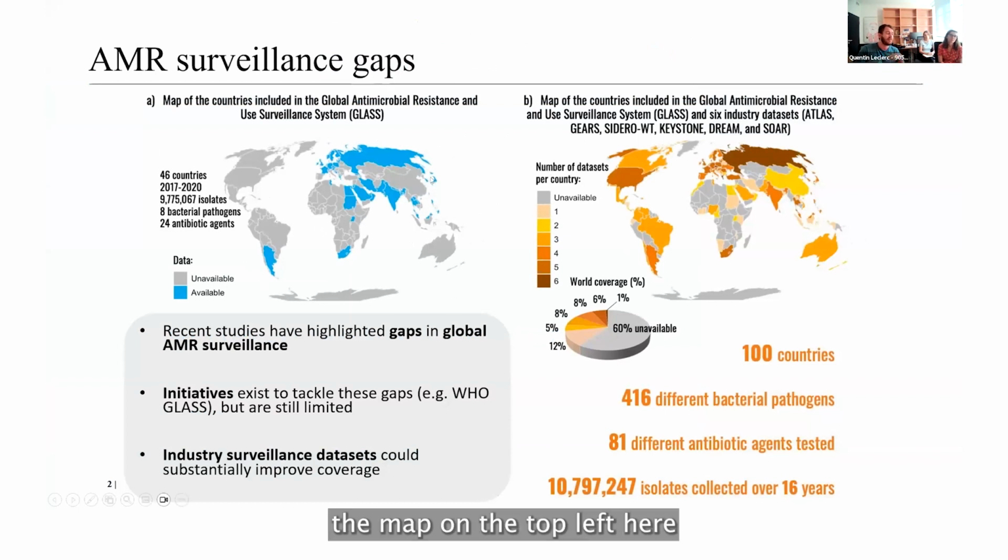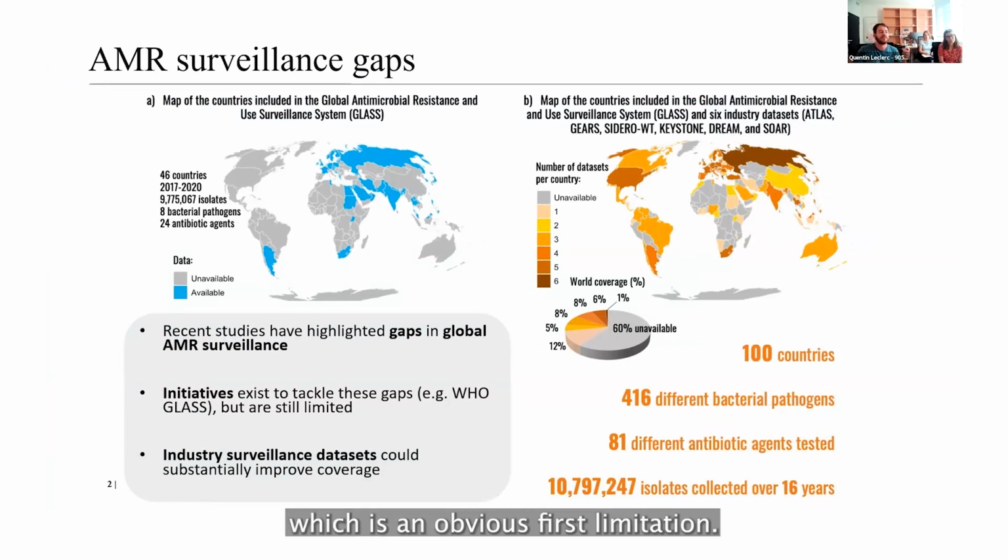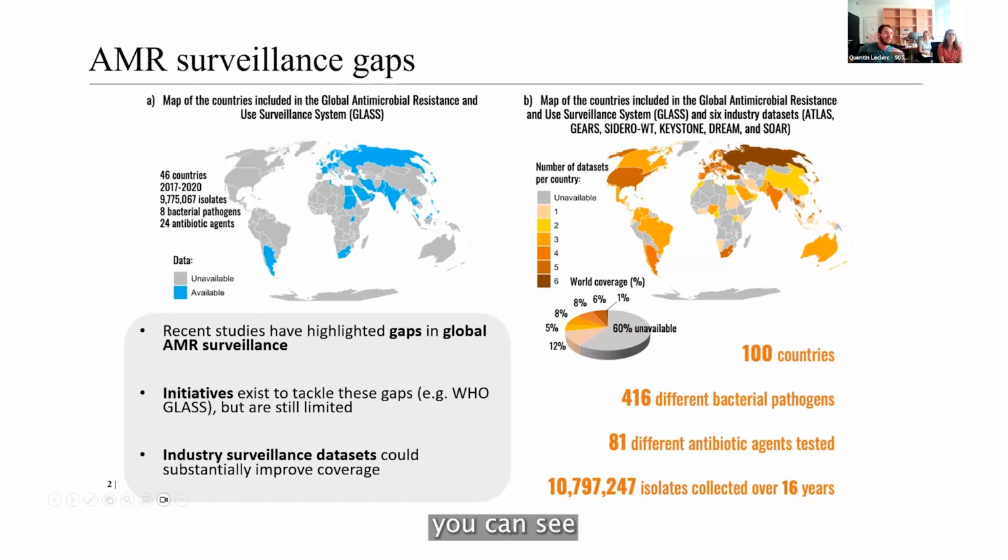The map on the top left here shows the coverage of the publicly available subset of GLASS. The first thing to note is that I said publicly available subset because, to the best of our knowledge, only a subset of GLASS is publicly available, which is an obvious first limitation. But more importantly, you can see there are still quite a lot of coverage gaps on this map.